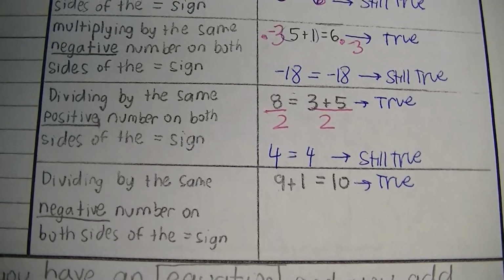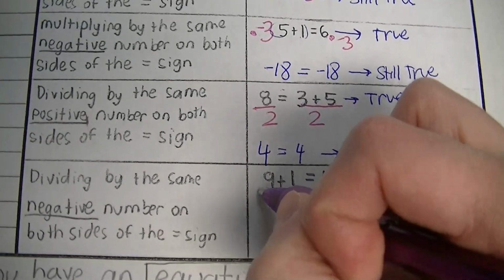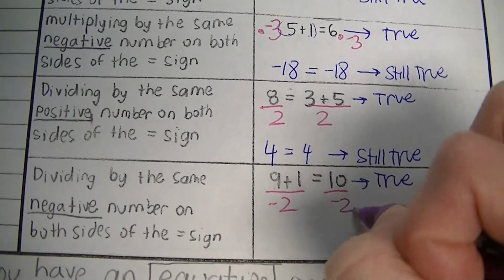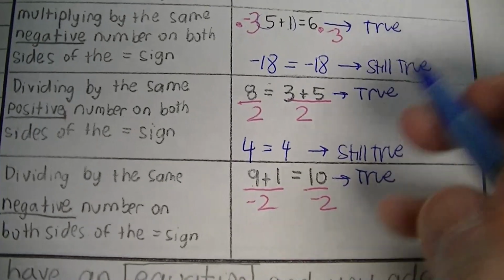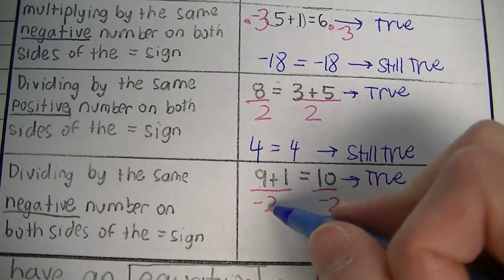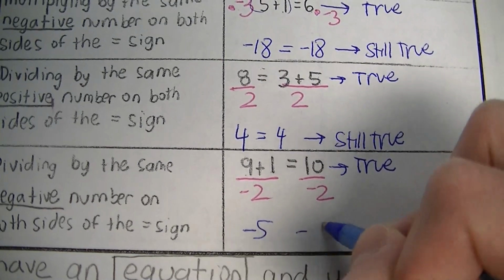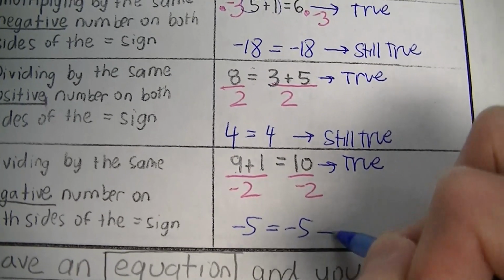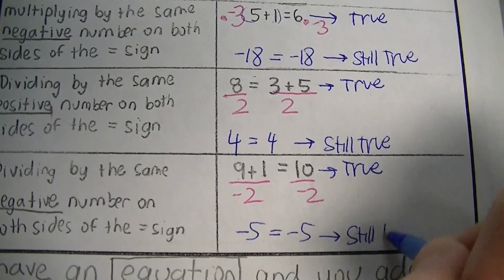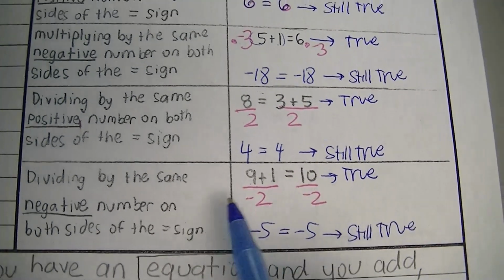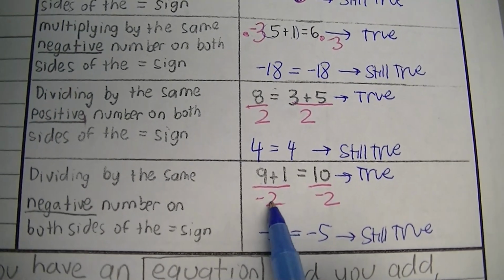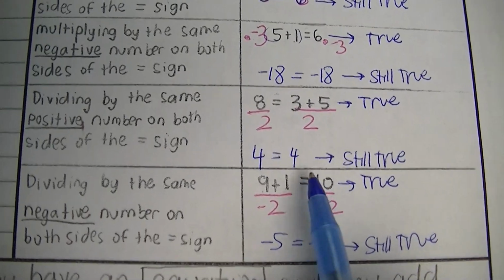All right, we're going to divide by the same negative number. So let's divide this time by negative 2 on both sides. Okay, what do you think is going to happen in the equation? 9 plus 1 is 10. 10 divided by negative 2 is negative 5. Isn't it still true? Yep, still true, even after we've divided by the same negative number on both sides of the equal sign, okay?